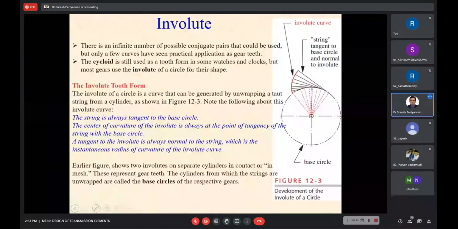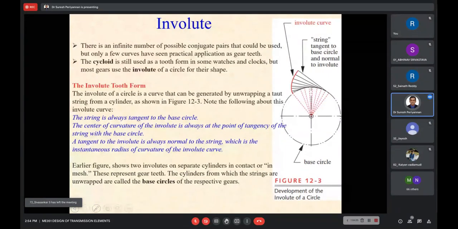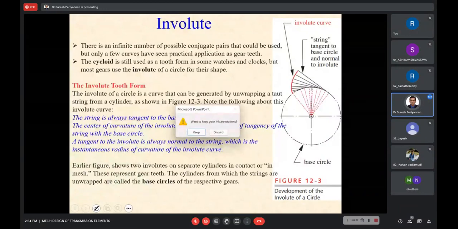Today we discussed types of gears, application of gears, selection of type of gears, and what loads are involved in different types of gears. Finally, we discussed the law of gearing. So I stop here.